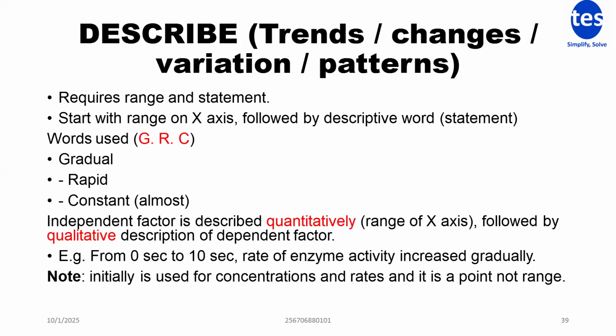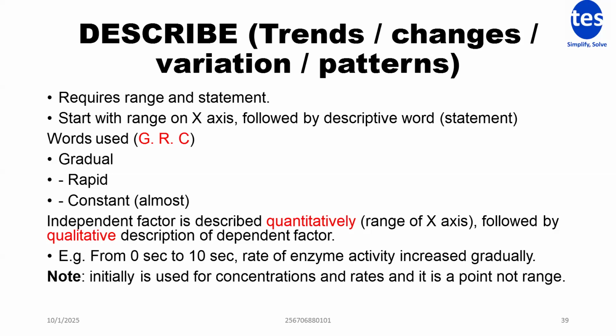And that's when we quote GRC. It can be a gradual increase, a rapid increase, or a constant. I put here in bracket "almost". Now the question is, when do we use almost? We use almost if a graph is not plotted to scale. For example, like the graphs I showed you there, they were not showing the squares of the graph paper. So for those ones, we just use almost, meaning that it is almost constant, okay?